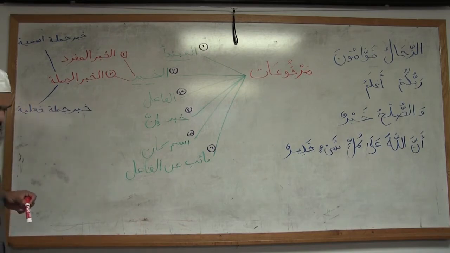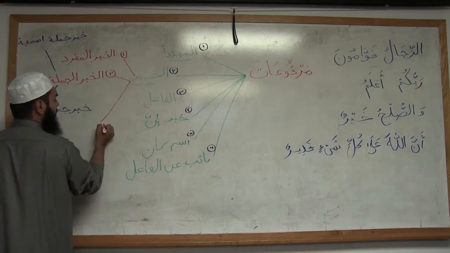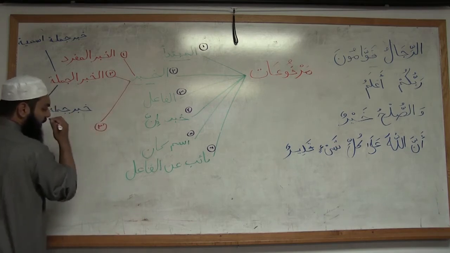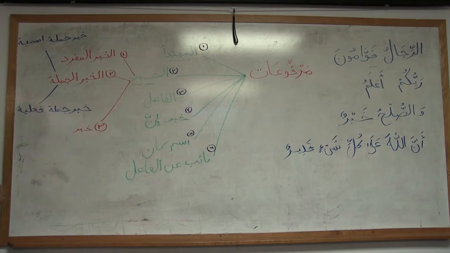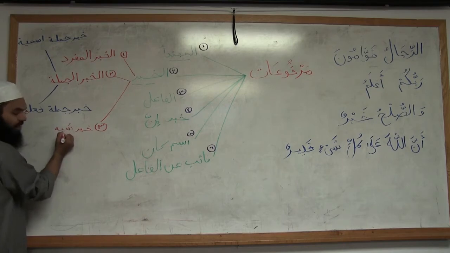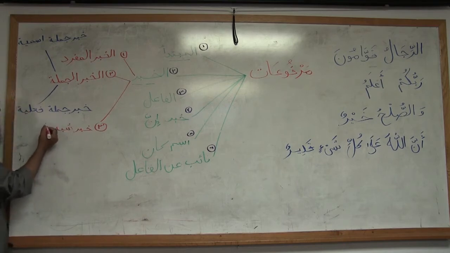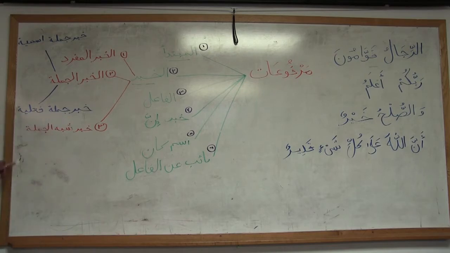And khabar can also be of another type, which is khabar shibh jumla. Shibh jumla is that which is like a jumla but not a complete jumla. And we'll talk about shibh jumla, inshallah, coming up.